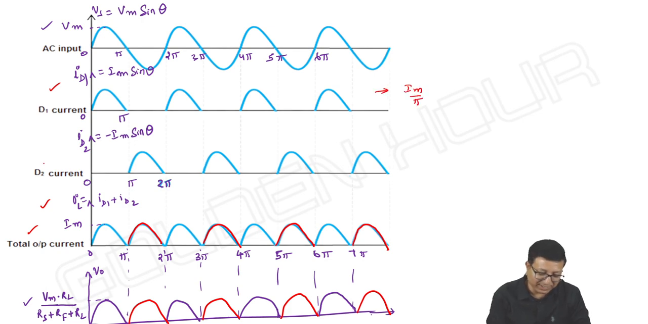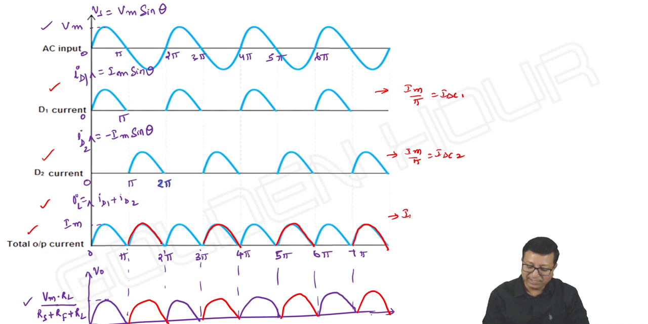And what about its average value? It's a delayed version, but the same waveform. Its average value is again Im by pi. And the total IL is the addition of these two. So for the addition of these two signals, the overall average value is also the summation of the average values. So it is IDC1 and IDC2, and here IDC is equal to 2Im by pi.